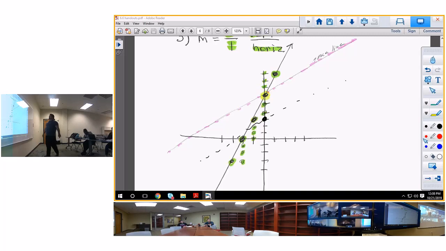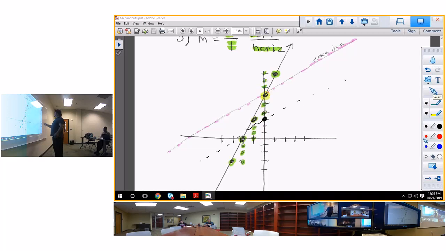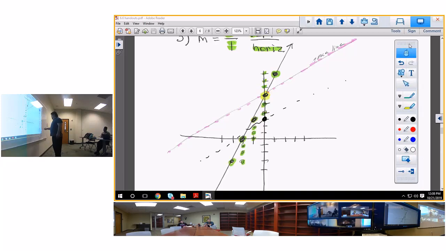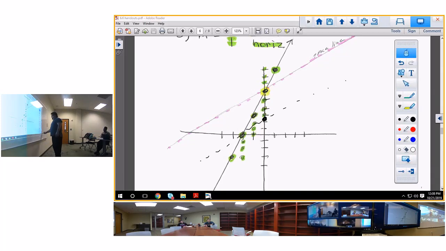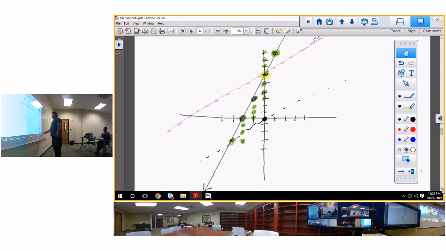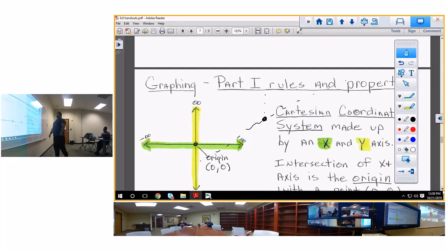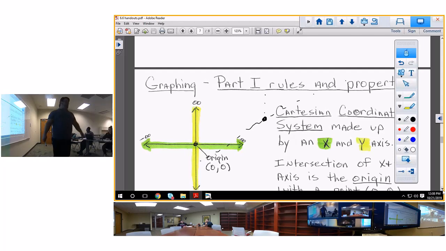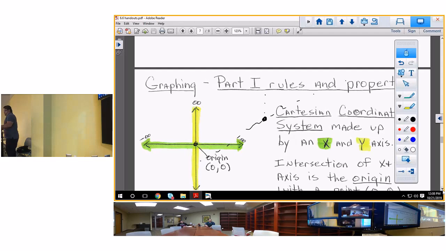We'll go over this one again, but I've shown you the 3 methods. Now the next thing that we're going to cover Wednesday will be graphing part 1 rules. So we're going to go over that, and then you'll be able to do the 6.6 Wednesday, okay?